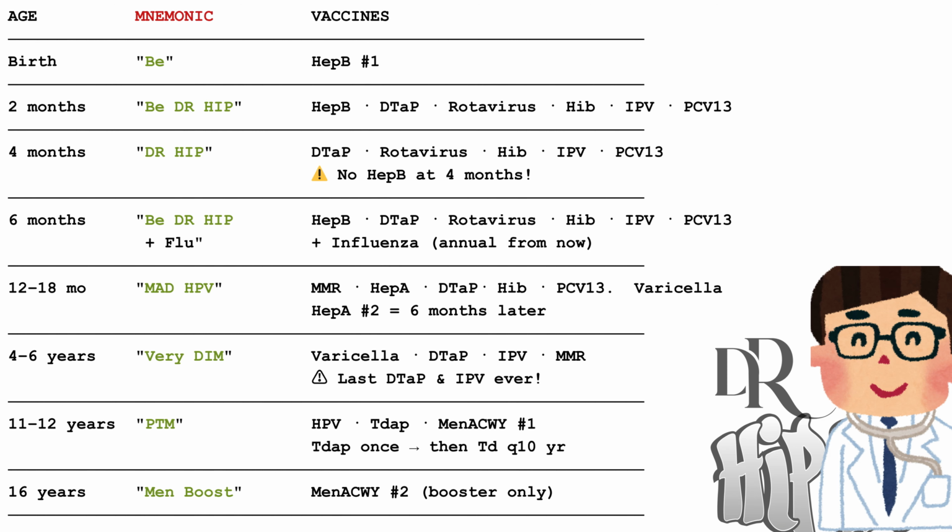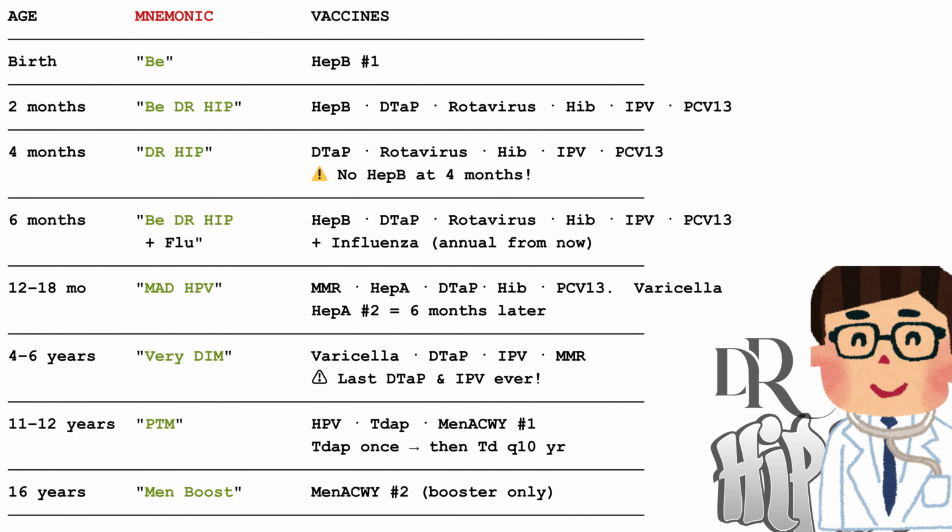So at 2 months, B Dr. Hip plus B. At 4 months, Dr. Hip comes back, but without the B. Dr. Hip came alone this time. D is for DTaP, R is for rotavirus, H is for Hib, I is for IPV, P is for PCV. No hepatitis B, remember. 4 months, no B. At 6 months, Dr. Hip returns, and brings B and flu. So, Dr. Hip plus B plus flu. Same vaccines, plus hepatitis B, and start influenza from here.